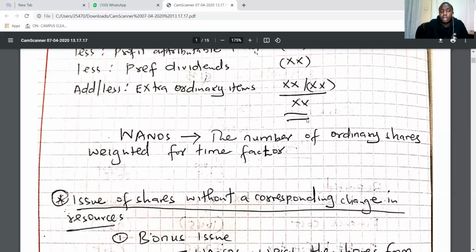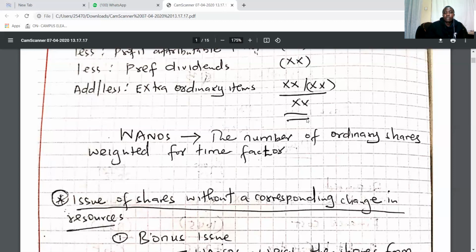So the weighted average number of ordinary shares is all about you weigh the shares. So the number of ordinary shares weighted for time factor. Then under this EPS, there's this main thing you need to know. There are many other things, but there's a main thing you need to understand when it's incorporated in a question.